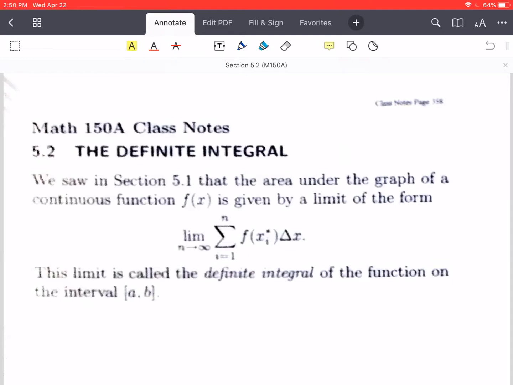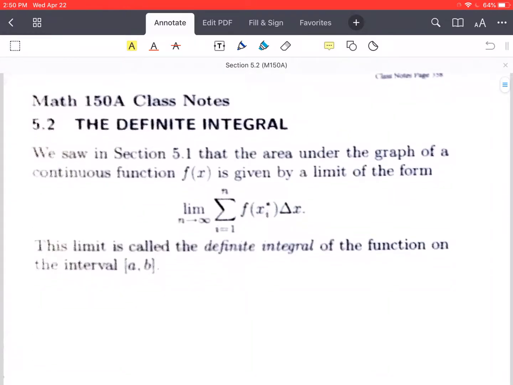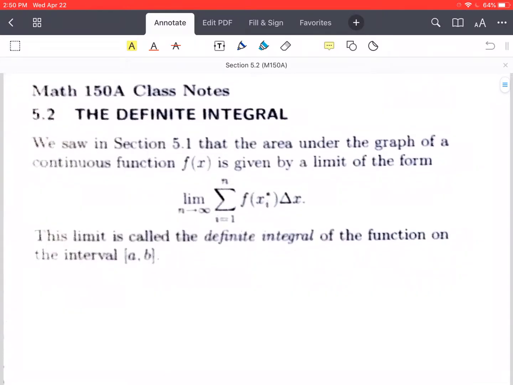So here in section 5.1 we saw that the area under the graph of a continuous function is given by the limit of this form. So here we have the limit as n approaches infinity, so that's the number of rectangles grows infinitely large, and then we add up the sum, the height times width of each rectangle. So this is the area of each rectangle.